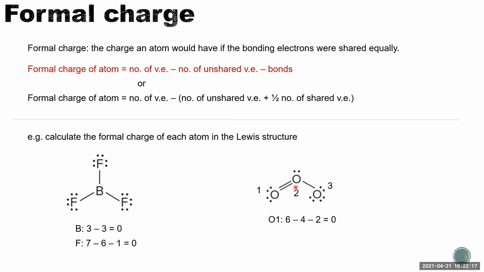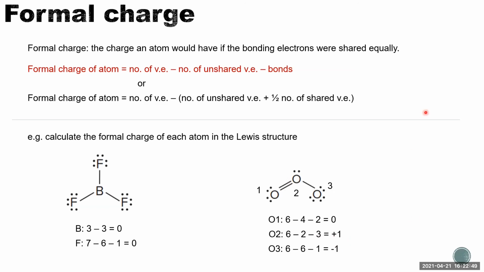For the second oxygen, it's 6, the number of valence electrons for oxygen. So 6 minus 2 dots minus 3 bonds. So it's +1. And for the third oxygen, it's 6 minus 6 dots minus 1 bond, that is -1. Okay, so you can see here, oxygen number 2 and 3 do not have a formal charge of 0. One is +1, one is -1.